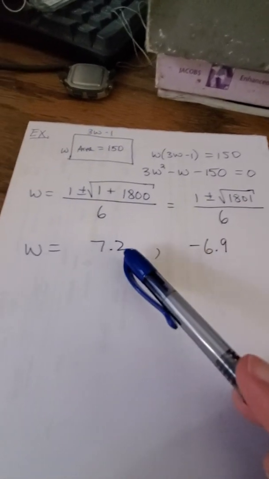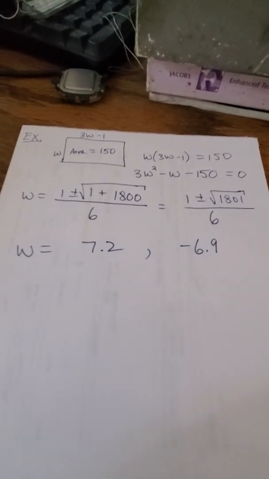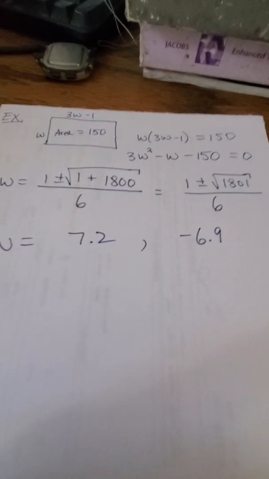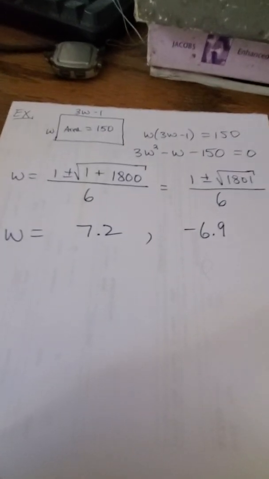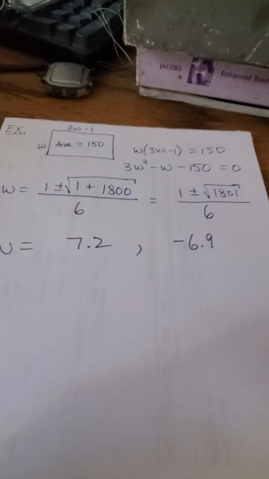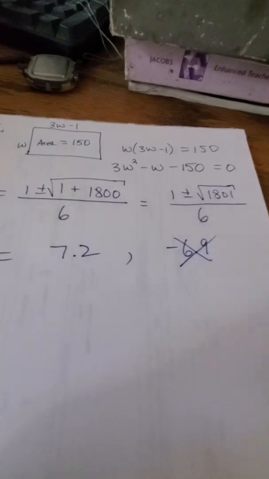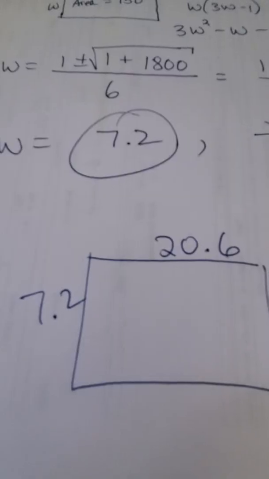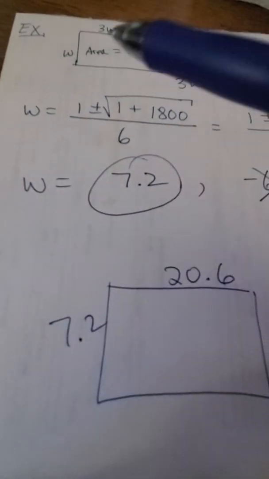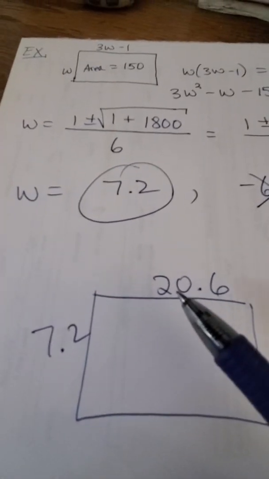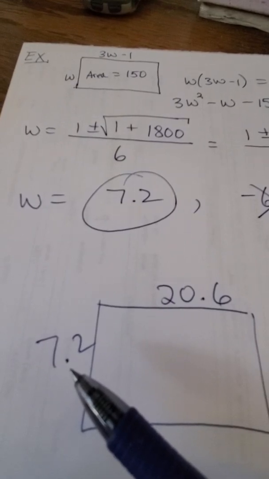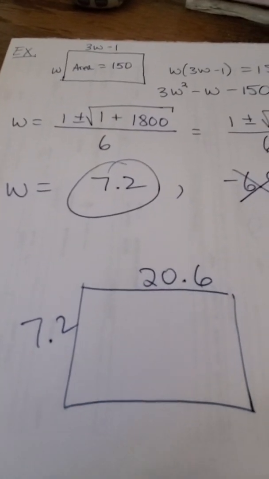When I do plus, I get 7.2. When I do the minus, I get negative 6.9. And again, if this was just a pure algebra equation, I would have 2 answers. However, this is a physical rectangle, so I need to reject the negative solution, and that's my answer right there. The width is 7.2, which is my w, and the length is 3w minus 1. 3 times 7.2, and then subtract 1, you get 20.6, and that is my rectangle.